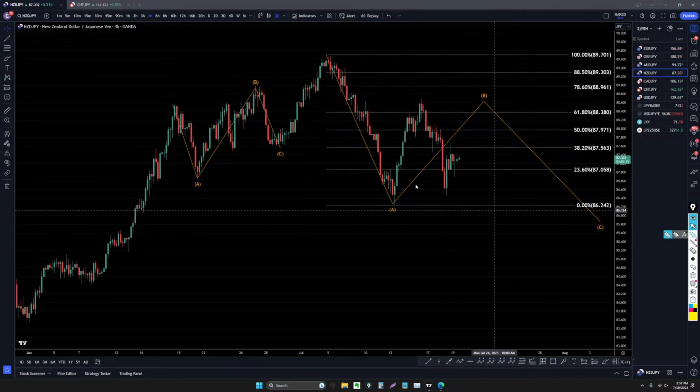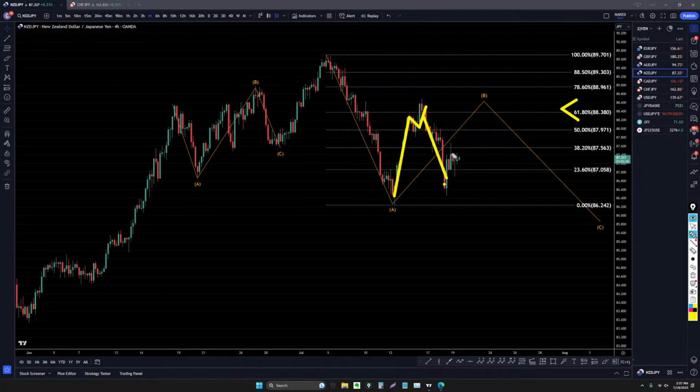Now the Kiwi looks a lot like the pound in a way. It looks like it's already ended a wave B. I definitely see 3 waves up right there. I definitely see it respecting a Fibonacci level. This looks impulsive. This looks corrective, which it may go up a little more, but I think there's a good chance it's going to do something like this and then later on continue the uptrend.